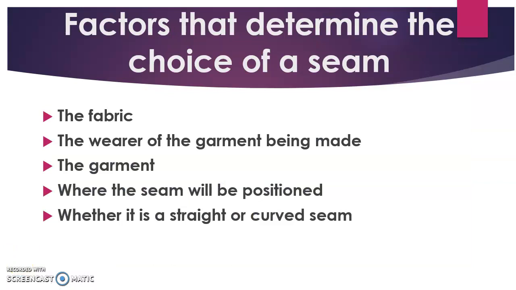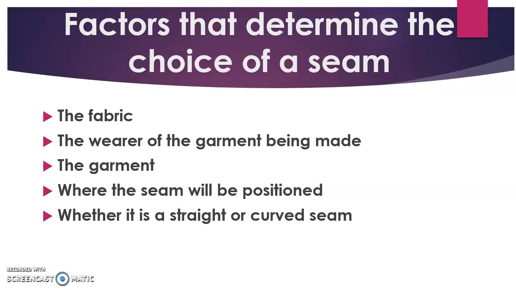Now let's look at some of the factors that determine the choice of a seam. When you are making a seam, what factors are you supposed to consider? You should look at the type of fabric first of all. If it's a light fabric, then something like French seam is suitable. It is ideal on a nylon slip at the side. It is not suitable for thick fabric.